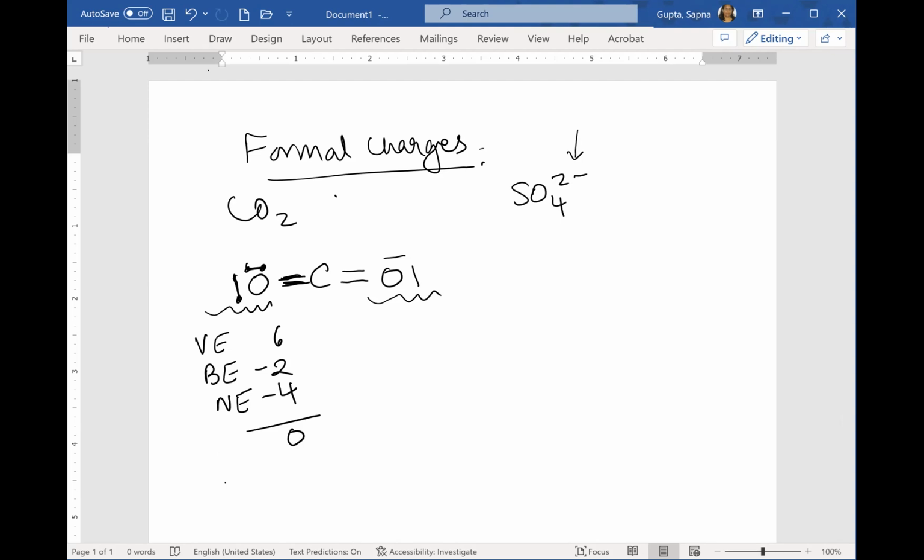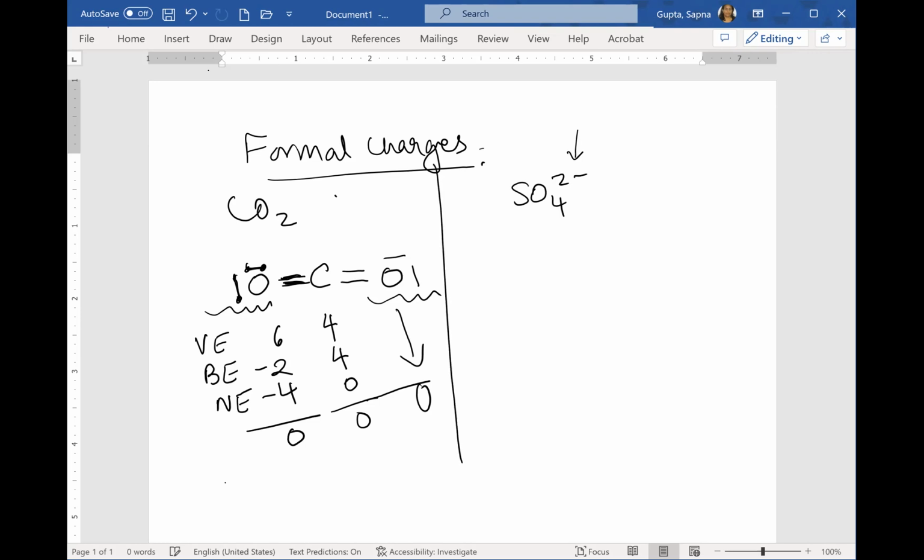So the same thing you do for carbon then. The valence electrons are 4, and that's because it's in group number 4. How many bonds does it have? It has 4 bonds. So that's 4 bonding electrons. And the non-bonding electrons, there are none left. So that's a 0. Okay, so then this oxygen is also going to be 0. So that's how you get the 0 formal charge on carbon dioxide, with each of the atoms also a 0, okay, in there.